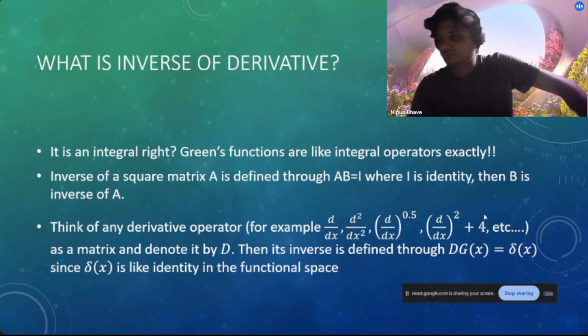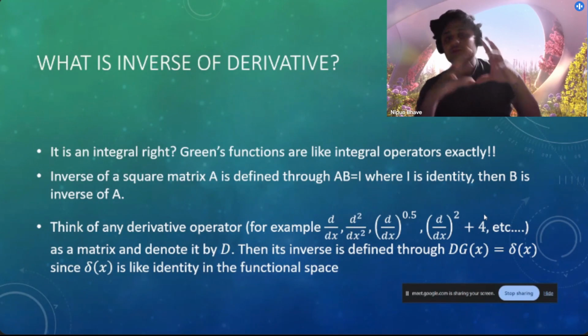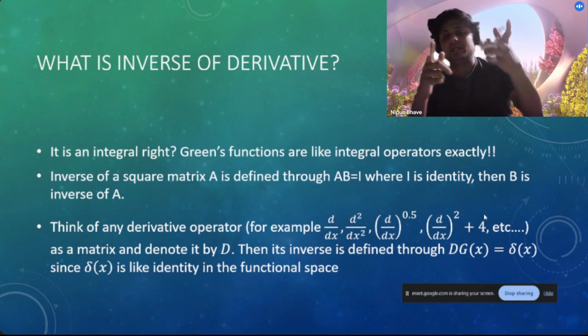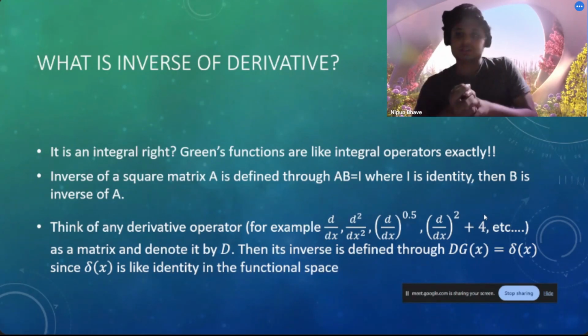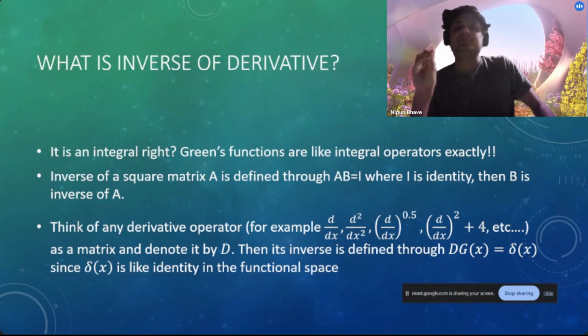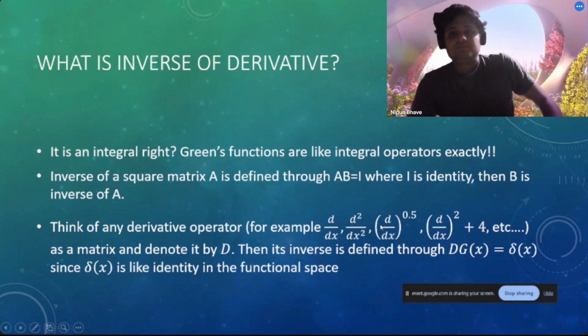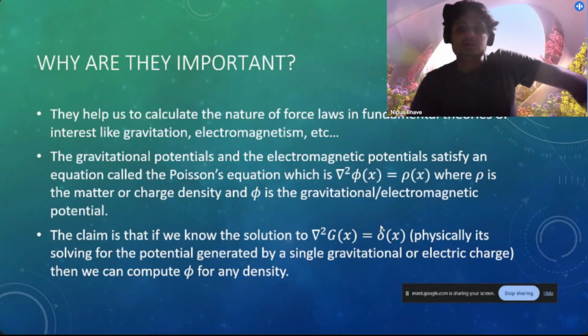Same analogy. You think of the derivative operators as matrices, and you want to find the inverse of these matrices, and this inverse of these derivative operators rather is called the Green's function, and they satisfy this equation, which is D g of x equal to delta of x. Delta of x is like the identity in the functional space. Okay, so let's move ahead. So why are they important?